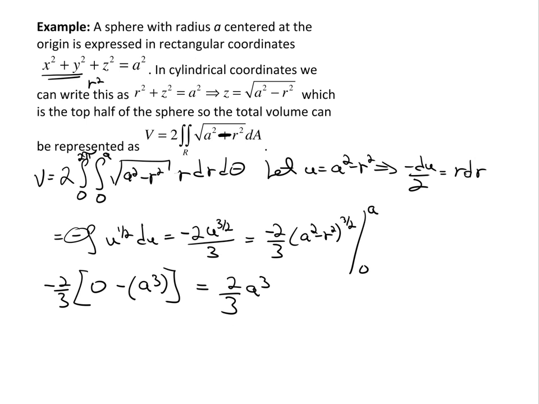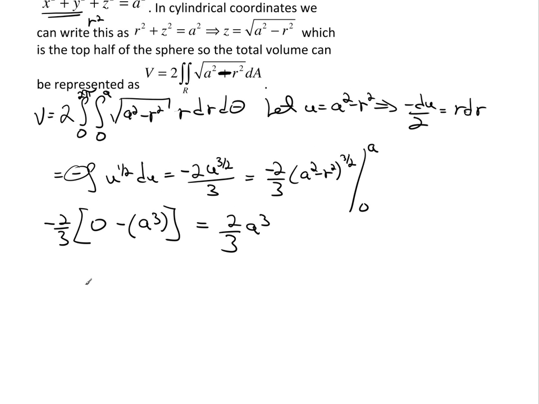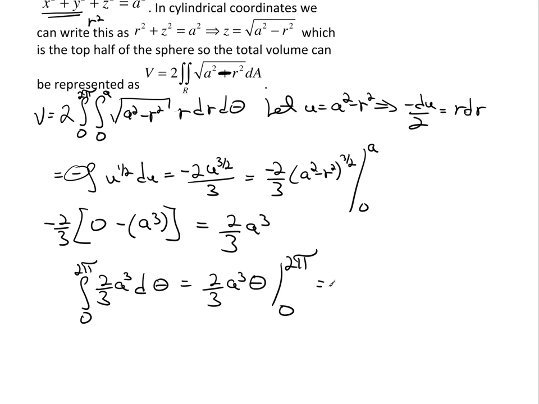So now I'll go ahead and complete the integral. I need to go from 0 to 2 pi of 2/3 a cubed d theta. So that's just simply going to be 2/3 a cubed theta evaluated from 0 to 2 pi. So when theta is 2 pi, I get 4/3 pi a cubed. When theta is 0, I get 0.